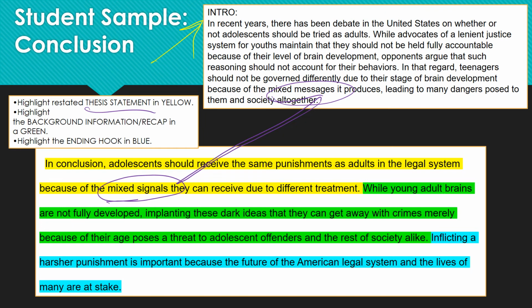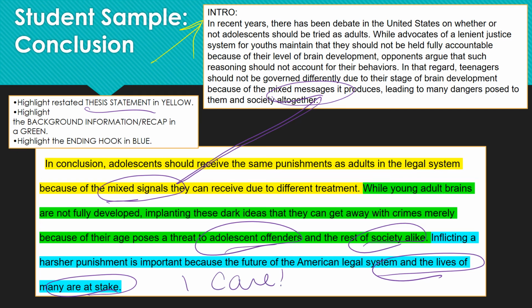Okay? It's not a copy and paste situation. She restated. While young adults' brains are not fully developed, implanting these dark ideas that they can get away with crimes merely because of their age poses a threat to adolescent offenders and the rest of society alike. Those were the things she talked about in her essay. Inflicting a harsher punishment is important because the future of American legal system and the lives of many are at stake. That is a great ending statement because, hello, my life is at stake. I officially care. All right?